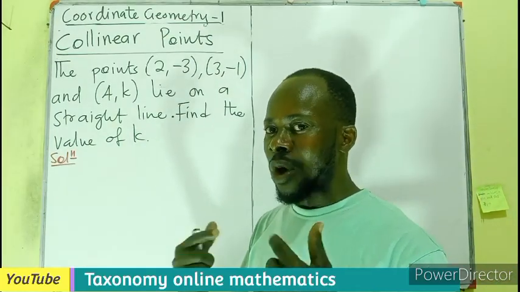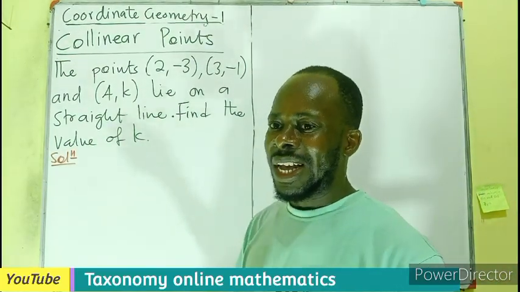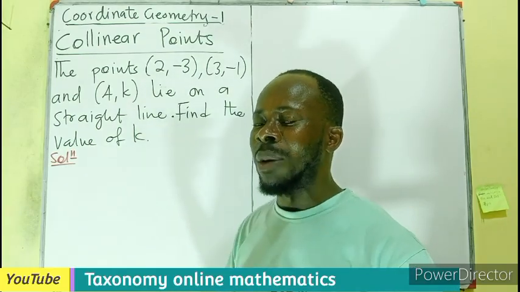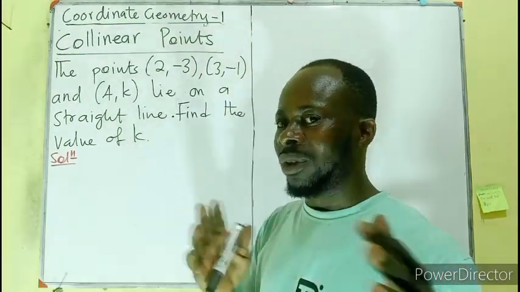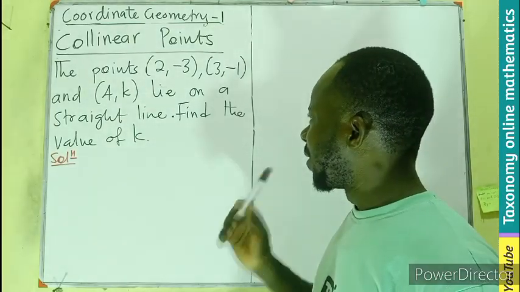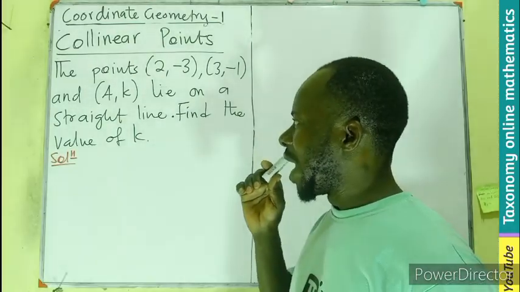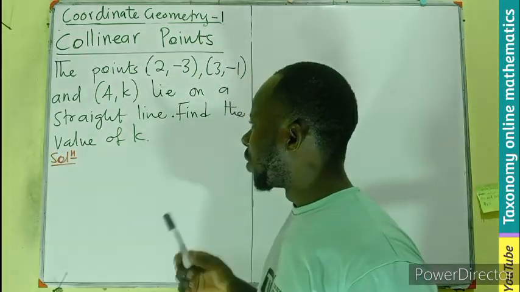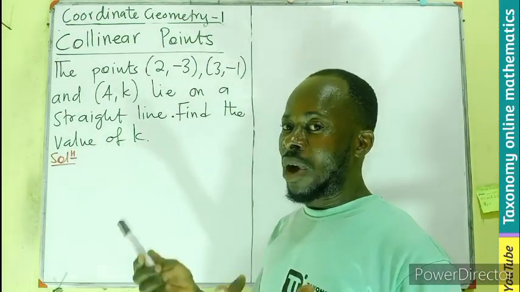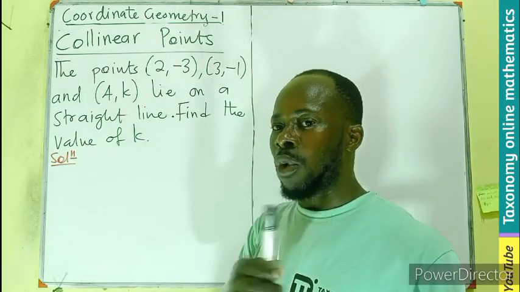We are still on coordinate geometry 1, and in the previous episode we dealt with the collinearity of points. So we are taking the question that the points (2, -3), (3, -1), and (4, k) lie on a straight line. We have to find the value of k. If the points lie on a straight line, it means they are collinear.